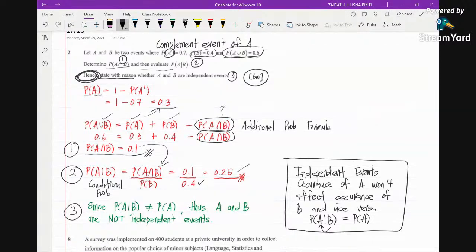Okay, so now let's compare. P(A given B) here is 0.25. Let's compare with P(A). P(A) is 0.3. So you see here, since P(A given B) is not equal to P(A), we can conclude that A and B are not independent events. So we need to make full use of our previous answers. That is how we answer the question.